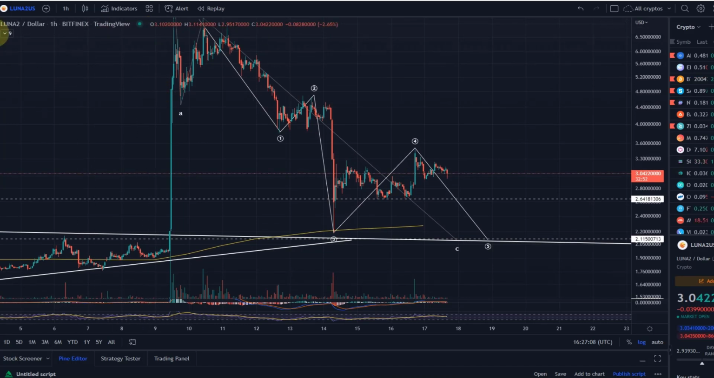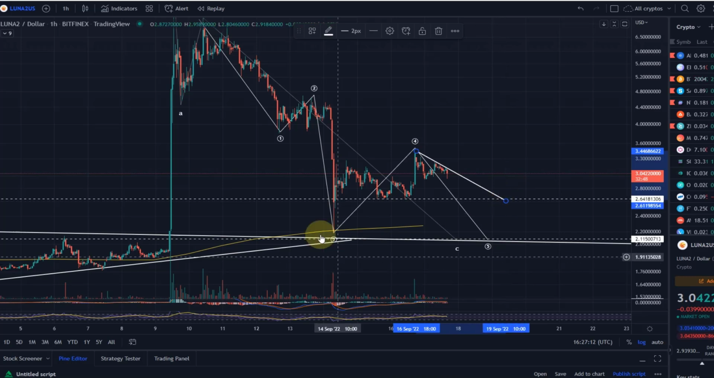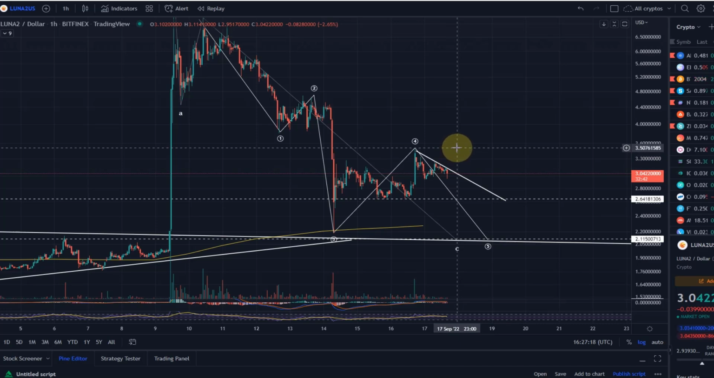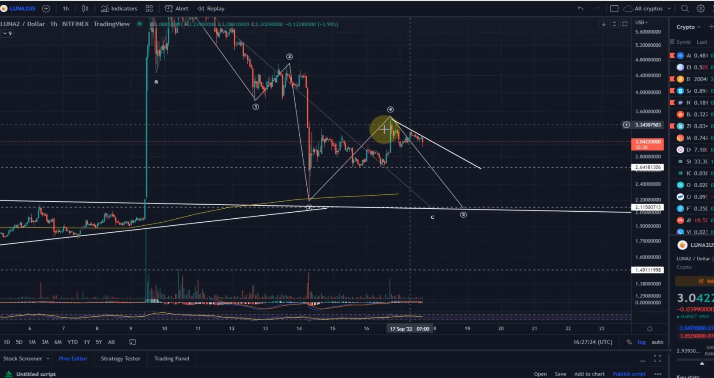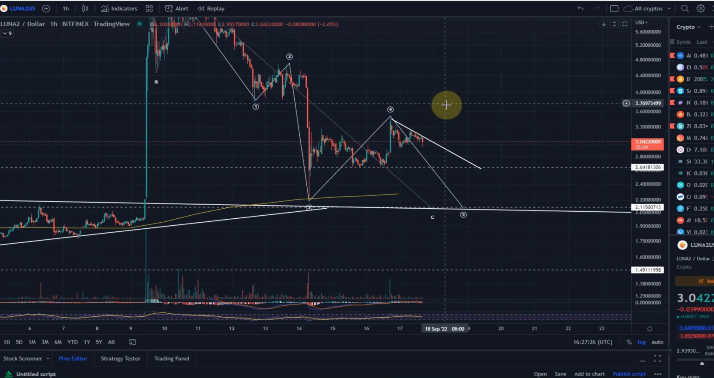So in the very short term, what can we do? We can identify, first of all, a trend line here that is quite relevant. So to break above that is the first signal we're actually going up. And then, as I said, this $3.50 level. And after that, the 3.80 level would give a good indication that wave 4 actually is something more bullish.